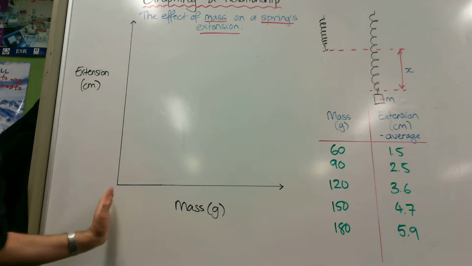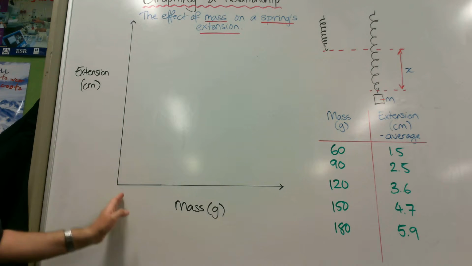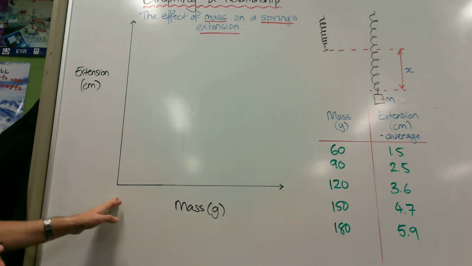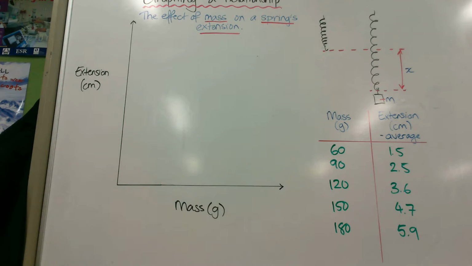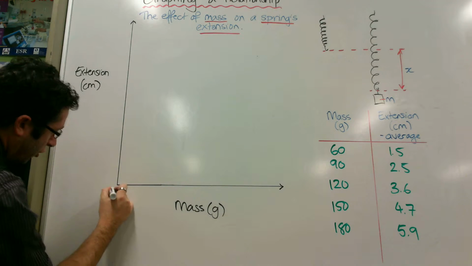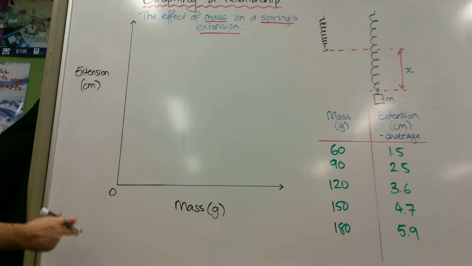So, we're going to count up in 30s, and we have to start at 0. We can't just start at 60, which is what your idea would have suggested, which is a good idea. We're just not allowed to do it. So, we're going to start at 0. So, the first thing I want you to get into the habit of is put 0 on the corner. So, that's 0 for the y-axis, 0 for the x-axis.